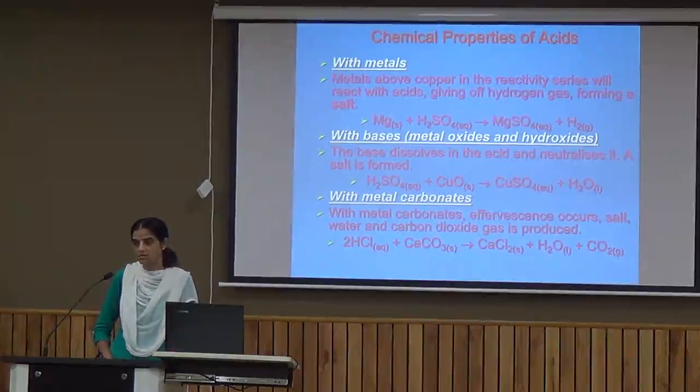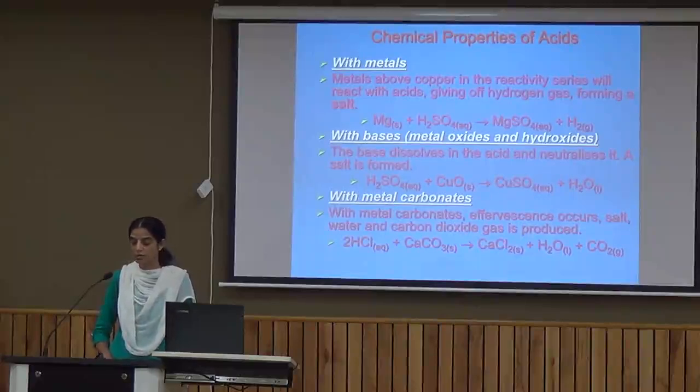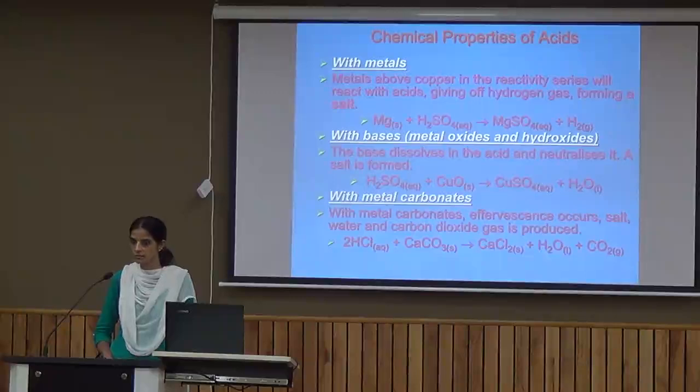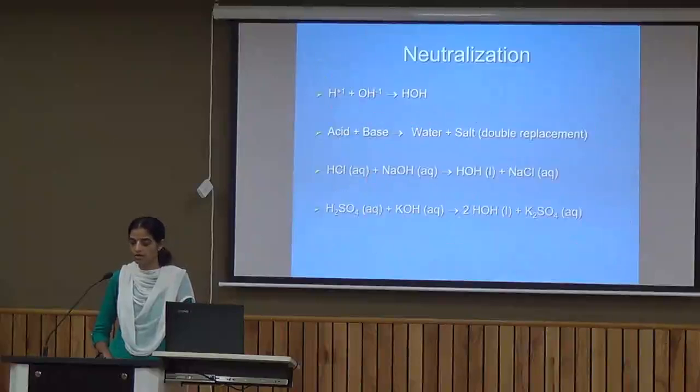And this milkiness is due to formation of a white substance, which is called calcium carbonate. So these are some of the chemical properties of acids. First was with metals, second was with bases, and third was with metal carbonates. They are all referred to as chemical properties because in all these cases chemical change is taking place. That is, when we say chemical change is taking place, a new substance is formed after the reactants react with each other. So these are the chemical properties.